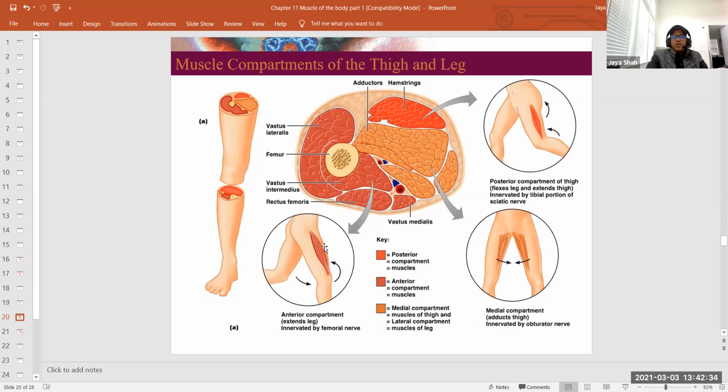Now the anterior compartment, you know, anterior compartment here. The anterior compartment extends the leg, and it is innervated by the femoral nerve. Okay.